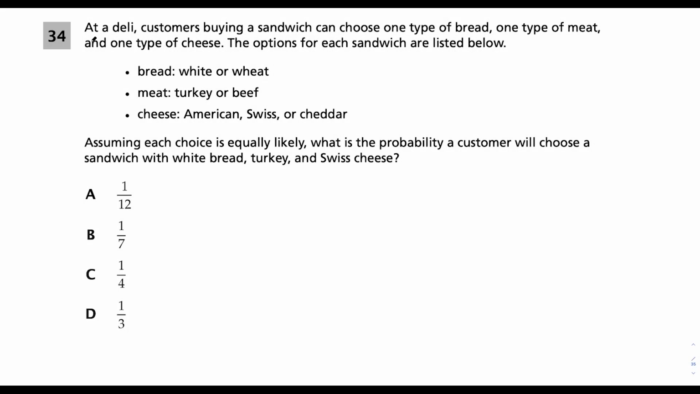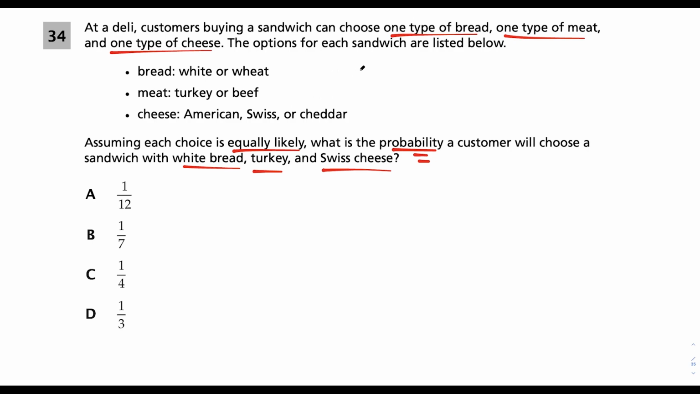So question 34, we're at a deli and customers are buying sandwiches and they can choose one type of bread, one type of meat, and one type of cheese. And the options are listed here. Assuming each choice is equally likely, what is the probability that a customer will choose a sandwich with white bread, turkey, and Swiss cheese?